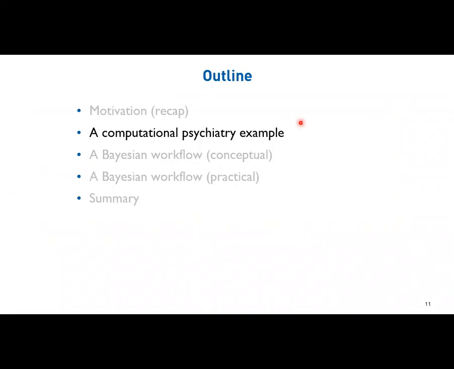The computational modeling using the example of computational psychiatry. So what is computational psychiatry? Computational psychiatry is really a new field, so new that many people are not aware of it. And if you really want to know the history of computational psychiatry, it is younger than 10 years.